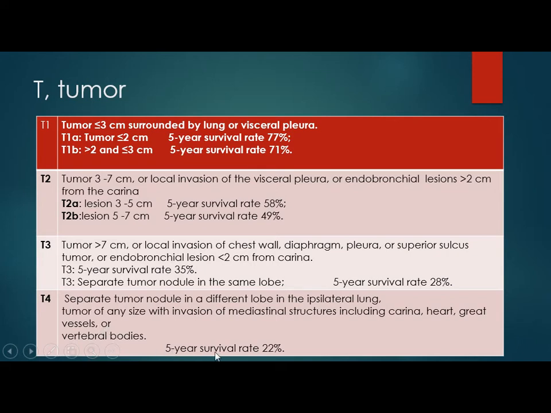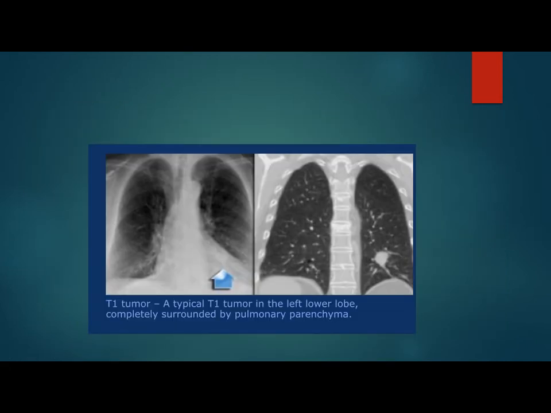So we see that the 5-year survival rate decreases from 77% in T1 to 22% in stage 4. Here, this is an atypical T1 tumor in the left lower lobe, completely surrounded by pulmonary parenchyma. We have only this nodule, so this is T1.